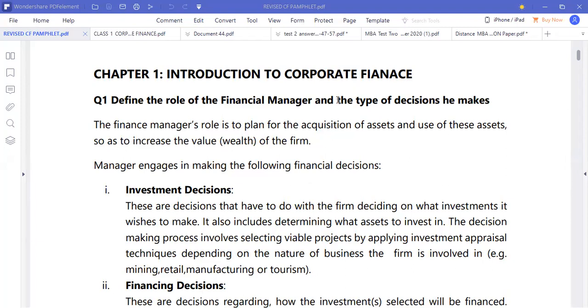So we have what are called investment decisions. These are decisions that have to do with what investments the company must make. As a financial manager, you need to understand what is called investment appraisal. So investment decisions emanate from that stream. We'll be looking at capital budgeting later on, and you will need to make a decision as to whether a project is viable or not.